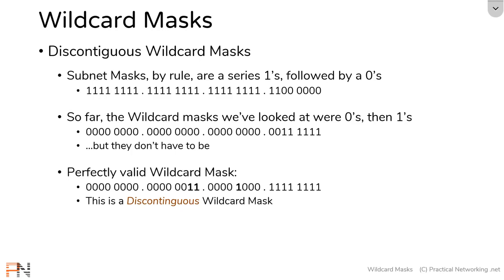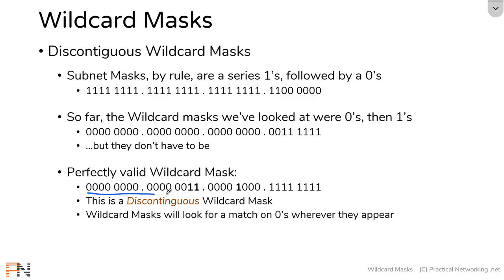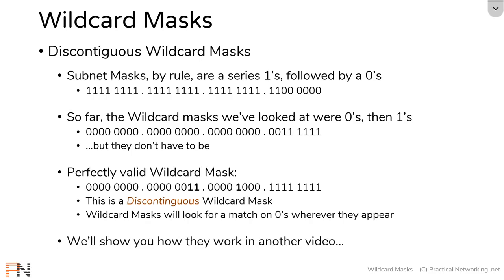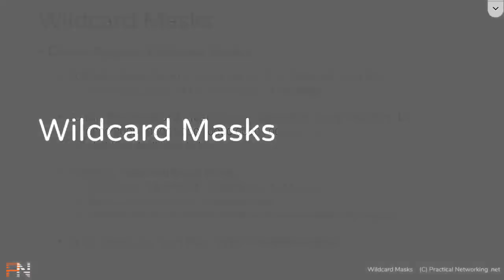Either way, what we learned about wildcard masks still applies. A wildcard mask will still simply look for a zero, but it'll look for a zero wherever they appear. It doesn't have to be just at the beginning. And I'm going to show you exactly how discontiguous wildcard masks work in another video. For now, I simply wanted to define what it is and to show you how it was different from subnet masks. So that wraps up this lesson on wildcard masks.